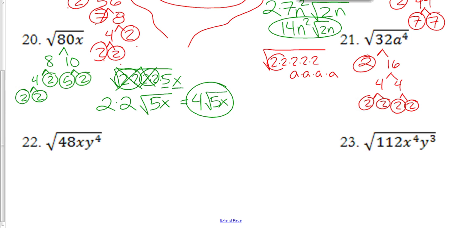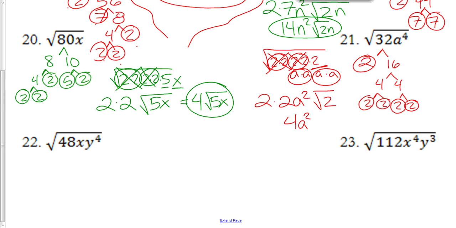So grouping these up: pair, pair, pair, and a pair. All I have left is a solitary 2. So I've got 2 and 2 for my groups, and then I've got a and a, so I'm going to write a squared. Multiply my 2's together, and I get 4a squared, square root of 2.